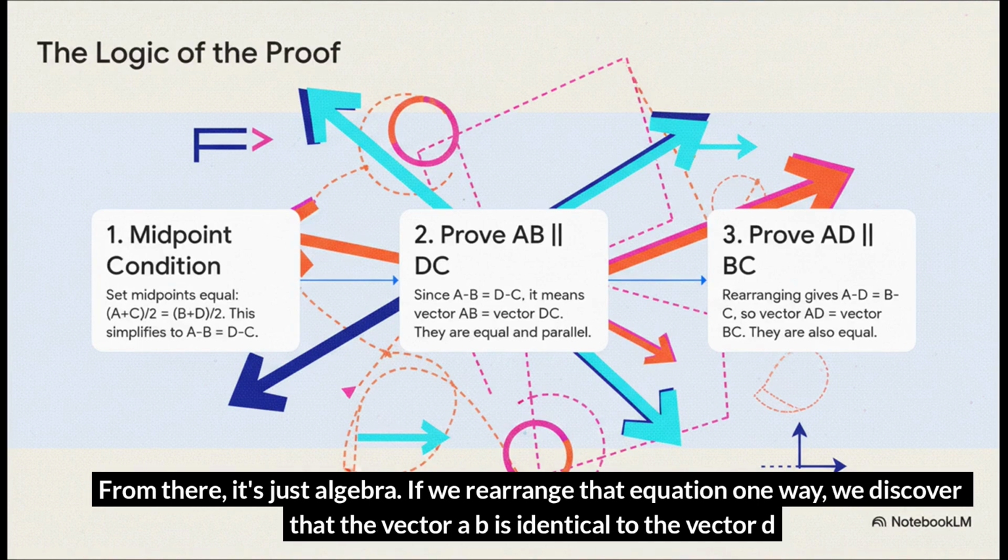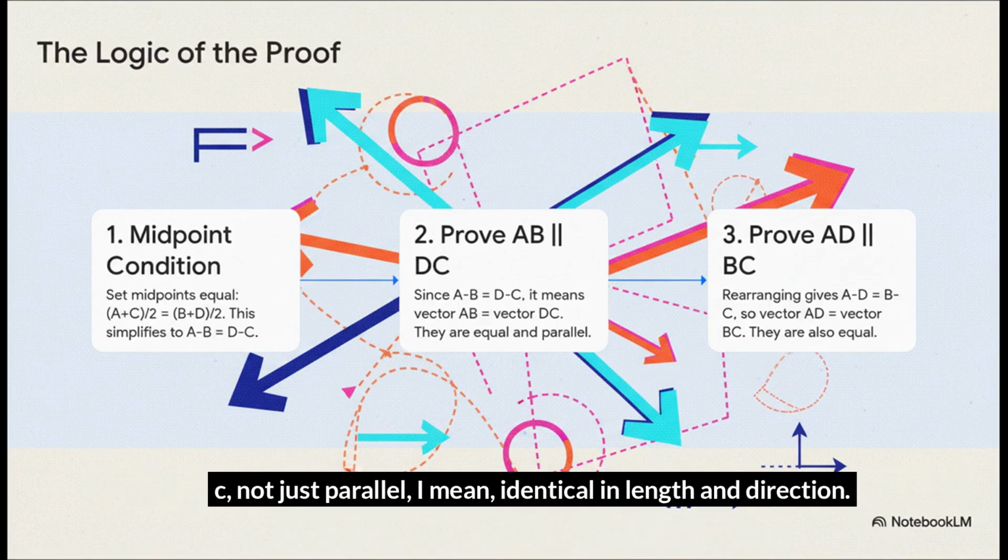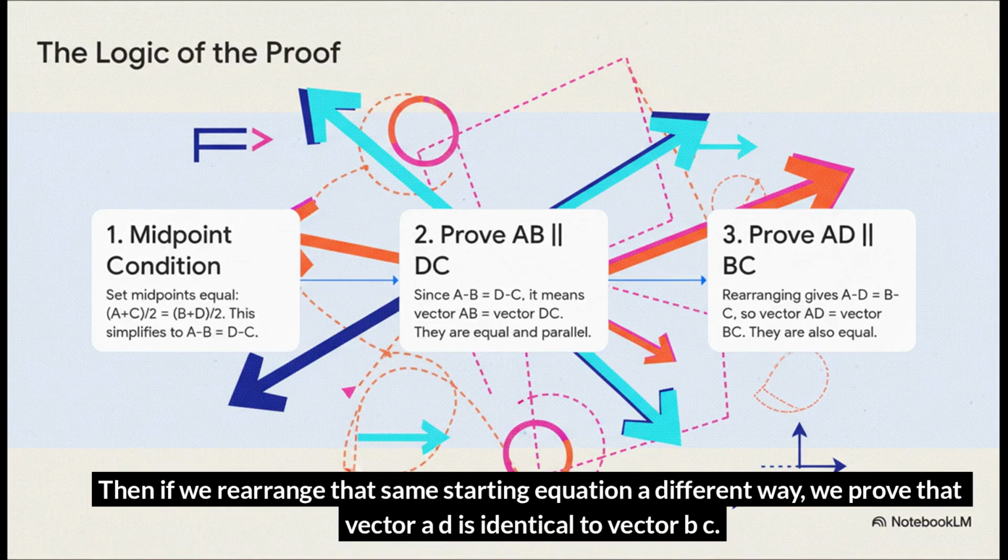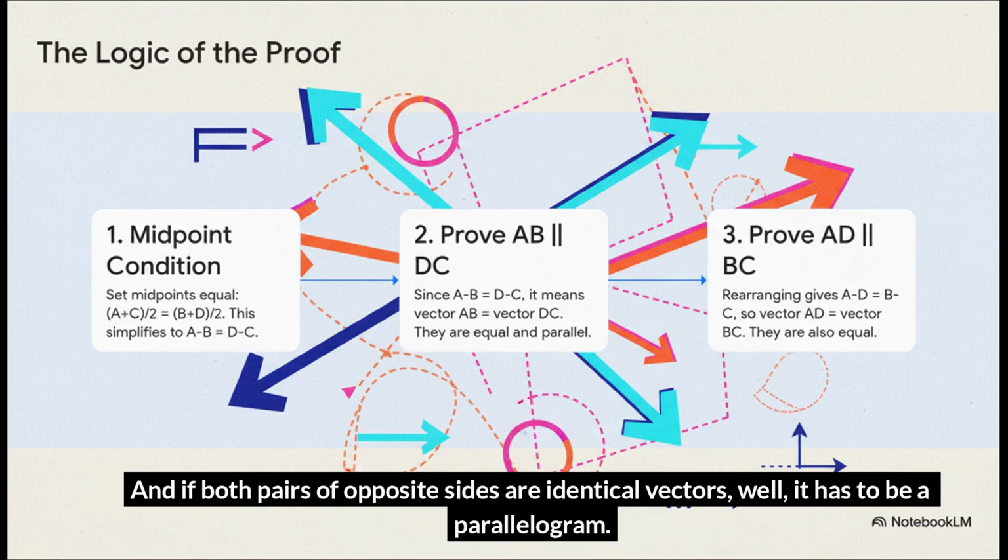If we rearrange that equation one way, we discover that the vector AB is identical to the vector DC. Not just parallel, I mean identical in length and direction. Then, if we rearrange that same starting equation a different way, we prove that vector AD is identical to vector BC. And if both pairs of opposite sides are identical vectors, well, it has to be a parallelogram.